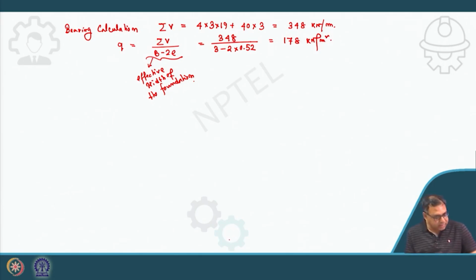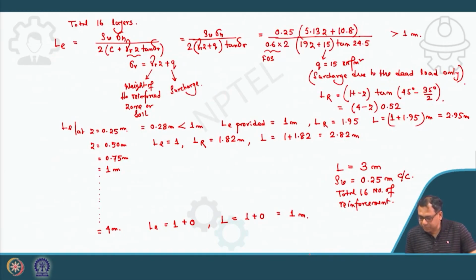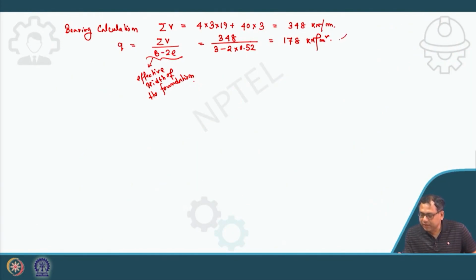And another thing that I didn't give you, that my Q allowable of the base soil is 200 kilonewton per meter square. So this is for base soil. Okay. So now 178 is less than 200 kilonewton per meter square, so it is safe. So that means under static condition it is safe.